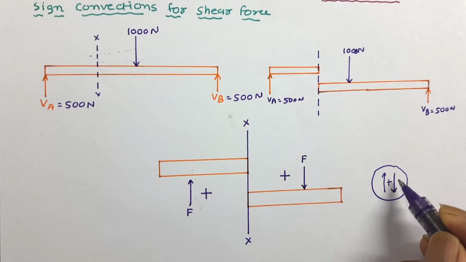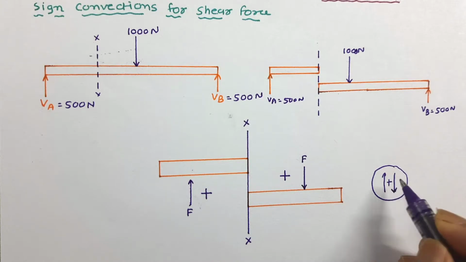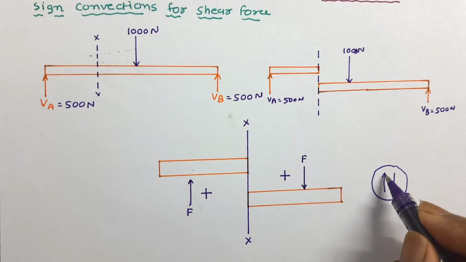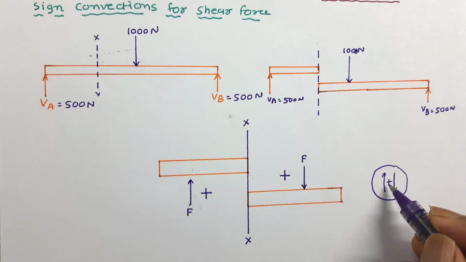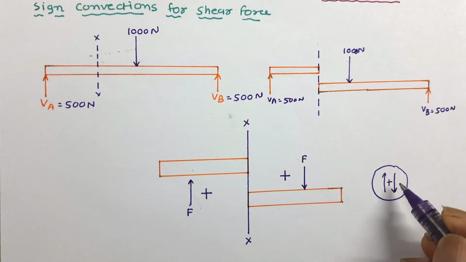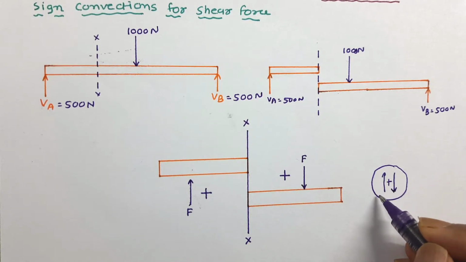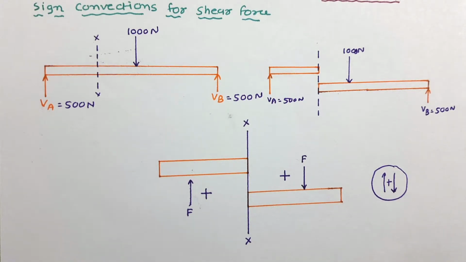On the right hand side, if force is acting in downward direction, it will be positive, and on the left hand side, if the force is acting in upward direction, it will be considered positive. Opposite to it, on the right hand side, if force is acting upward, it will be negative, and on the left hand side, if the force is acting downward, it will be negative. Now let us see sign convention for bending moment.